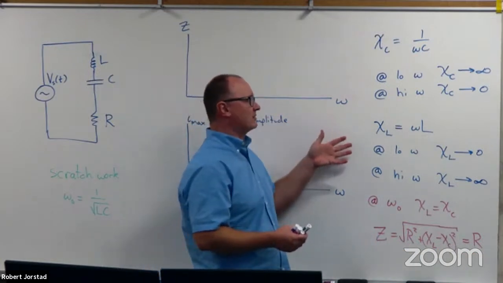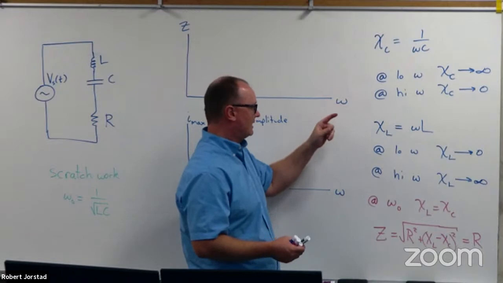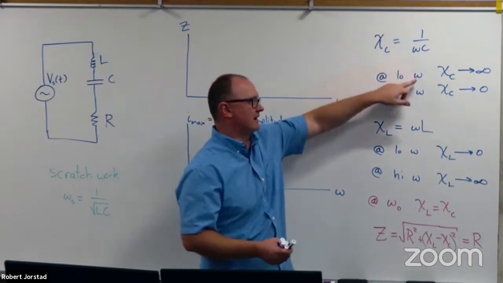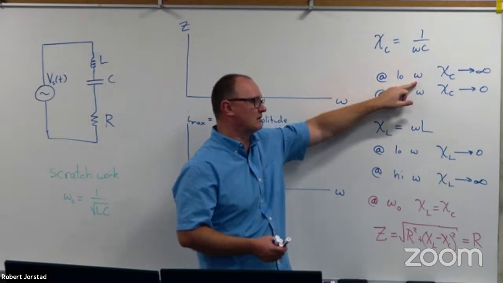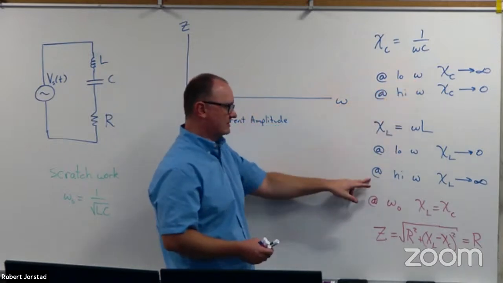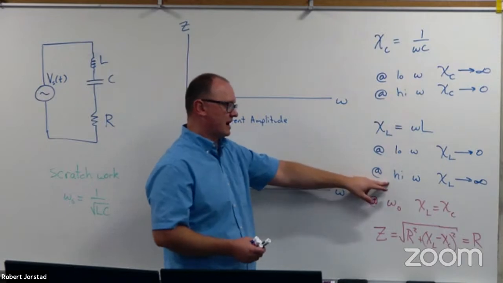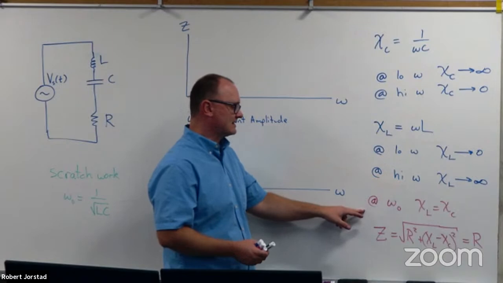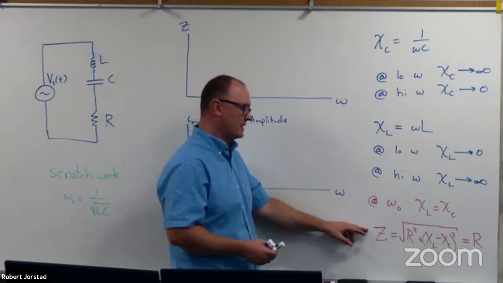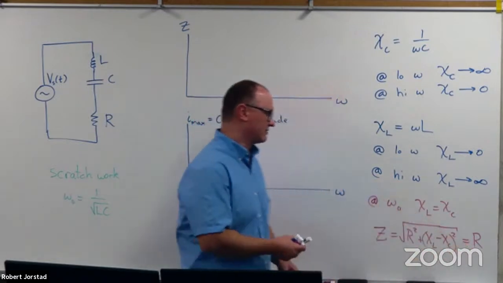At low frequencies, the capacitor will dominate, and there will be basically infinite resistance and no current flow. At high frequencies, the inductor dominates, has infinite resistance and no current flow. At resonance, the resistance doesn't go to 0, but it actually goes to this resistance level R.